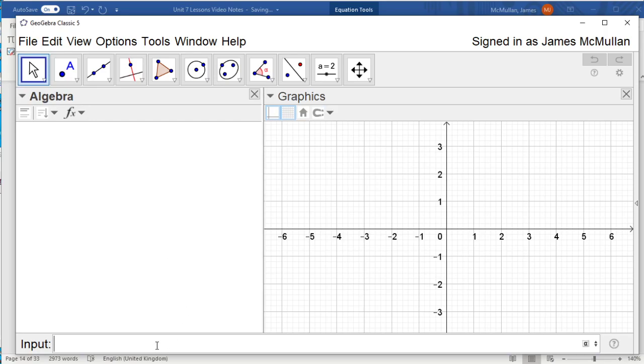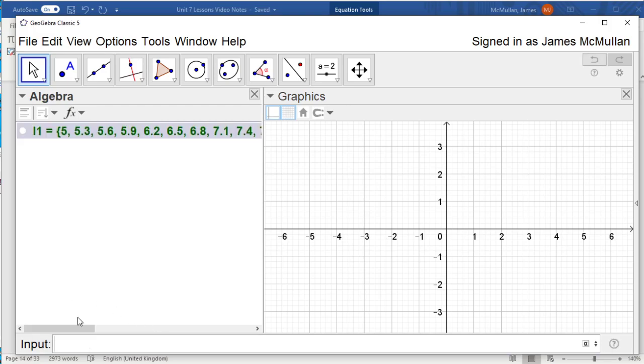Okay, so let's make the sequence. Sequence 5 plus 0.3k, where k is all the numbers from 0 to 29. Sorry, I should do n minus k minus 1, right? So 5 plus n minus d, and then k is all the numbers from 1 to 30. Okay, so there's all the numbers up to the 30th term.